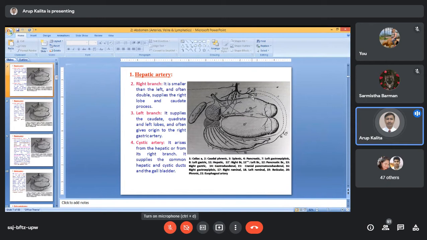Then number 4 is the cystic artery. Here it is not available. The cystic artery will go to the gallbladder. Inside the liver you will get the gallbladder. You know about the gallbladder, right? So the gallbladder is supplied by which artery?